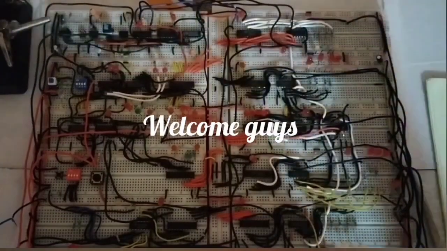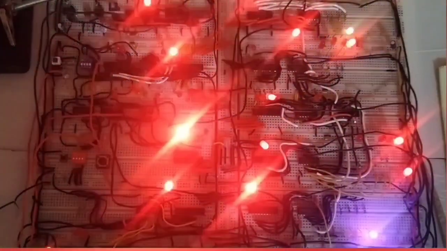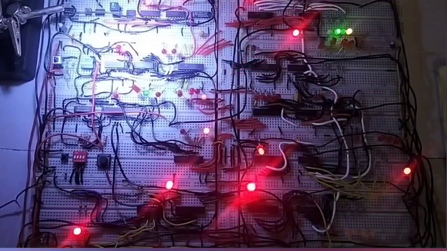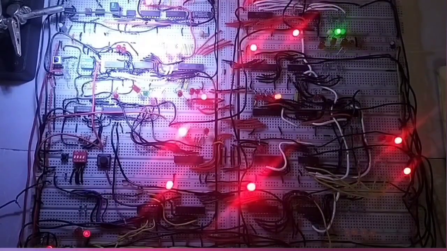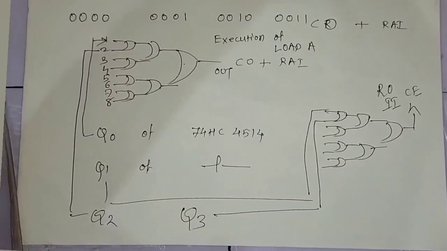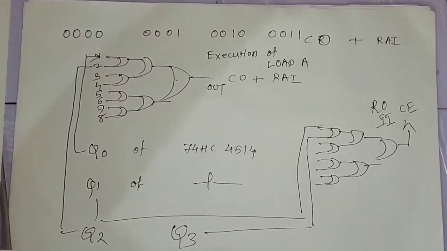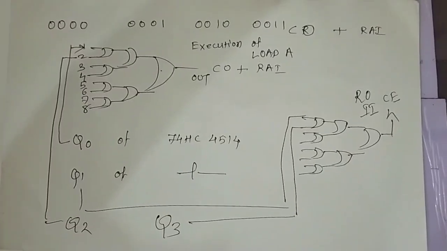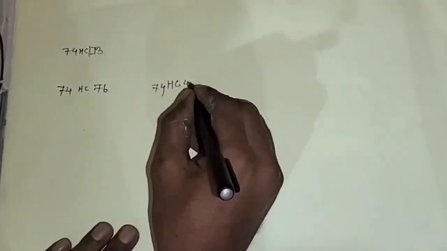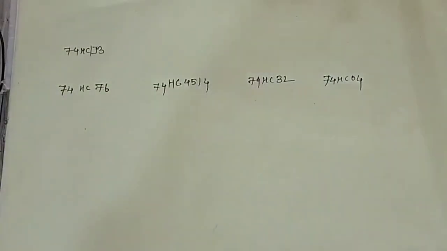Welcome, guys. This is the second part of control logic for our breadboard 4-bit computer. I will try to explain the working of the control logic with the help of the load B instruction. This is the diagram of the 8 input OR gate. Let us see the diagram of control logic. I use these 74 series ICs.